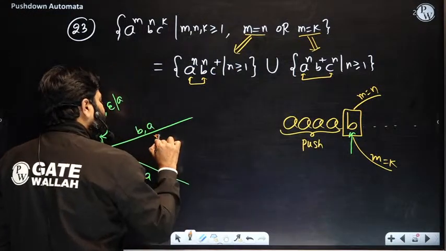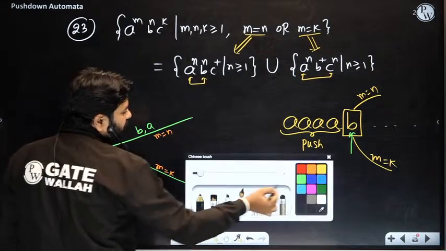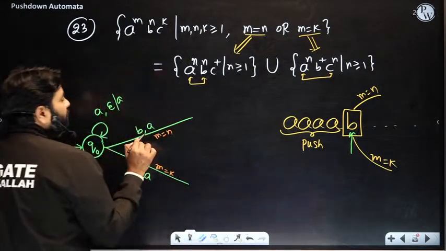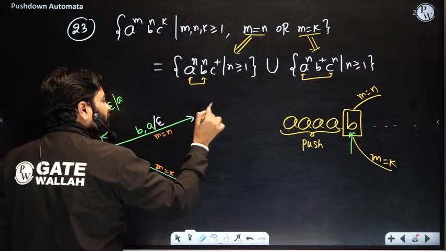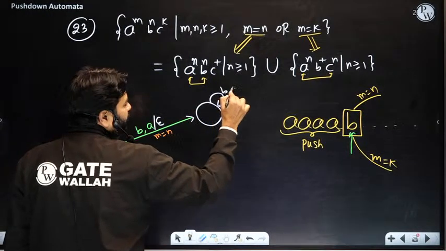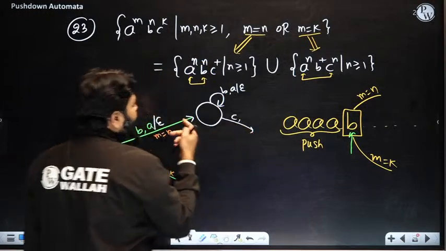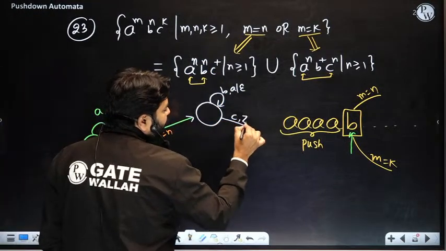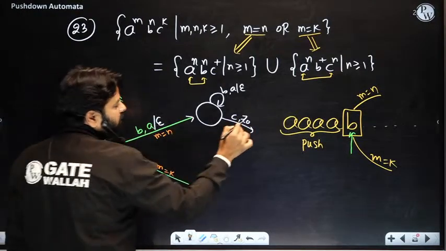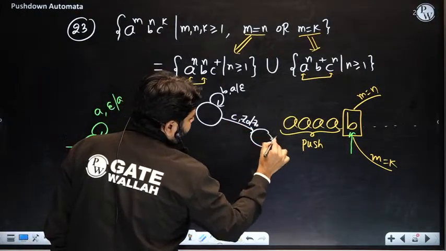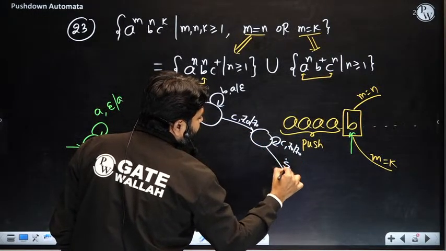This path I am going to take care of M equal to N. This path I am going to cover M equal to K. So how do you do it now? If M equal to N, every B I pop A, right? So every B we pop A. Then when a C comes, we see these two are equal, then C comma Z naught will happen. C comma Z naught means all the A's are popped by the B's. Then keep the Z naught and every C you just skip, then dollar comes, go to final.